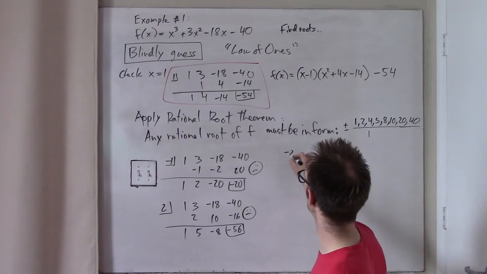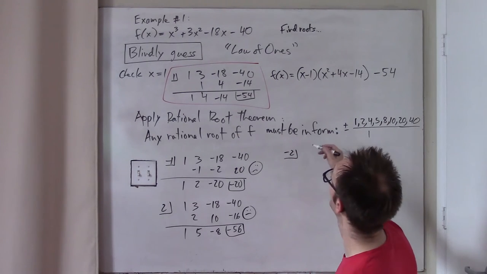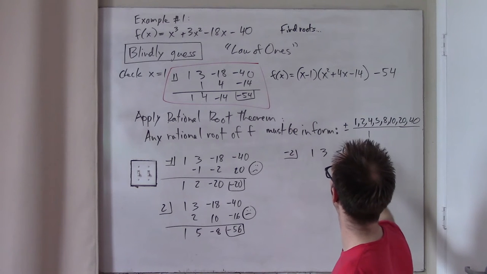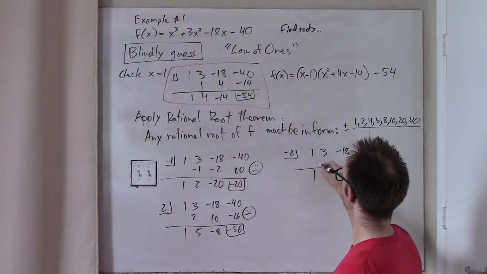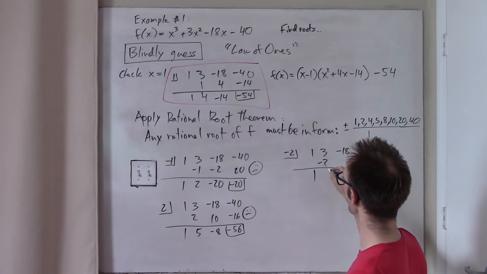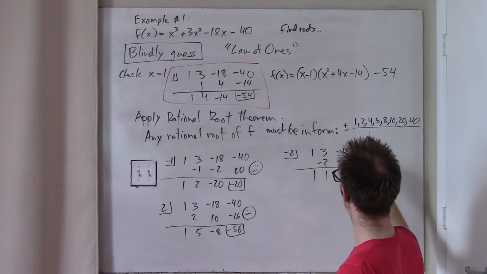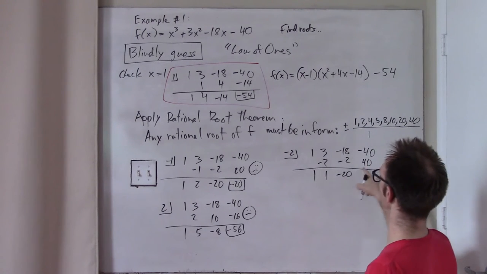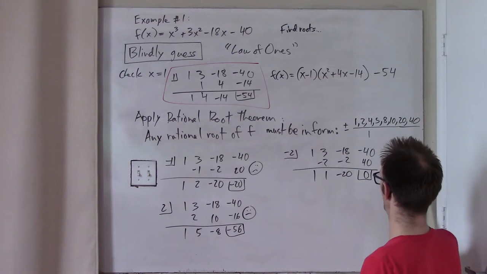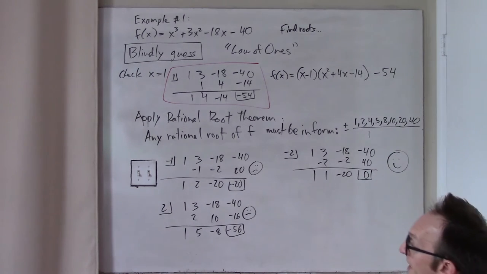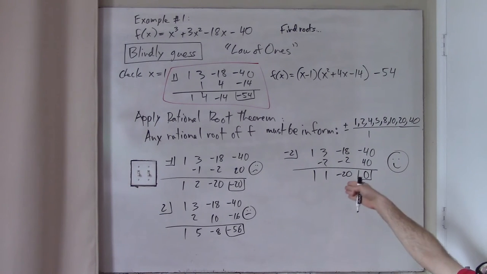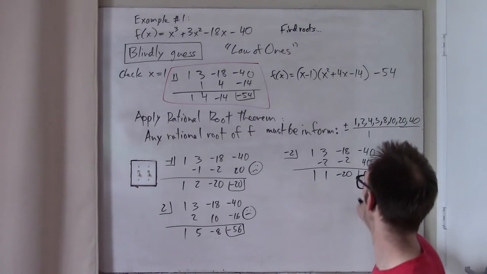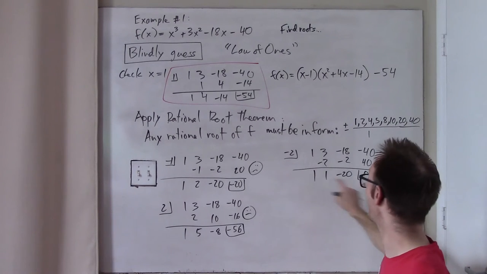I don't know, let's try -2. Well, I get 1, 3, -18, -40, and let's see, that's 1, -2, 1, -2, -20, oh, here we go, -2 times -20 is +40, and that is 0. So ding, ding, ding, it took me 4 tries, 1 didn't work, -1 didn't work, 2 didn't work, but -2 did. And what do I mean by worked? I mean I divided through and I got 0.